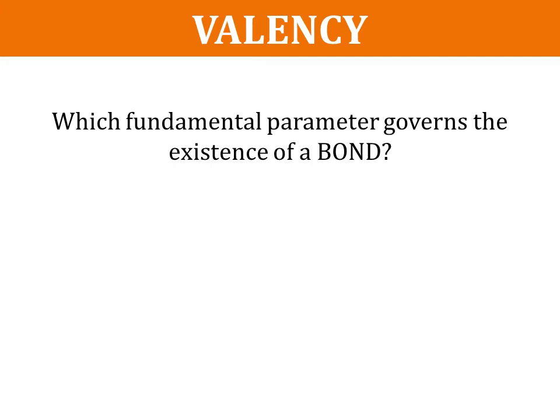And the answer is drifting of electrons. So electrons are the fundamental parameter which governs the existence of a bond. That is, drifting of electrons. If electrons exchange, transfer, or share, whatever, if electron exchange takes place, electron drifting occurs, moving of electrons between 2 atoms takes place, then only the existence of a bond is possible.